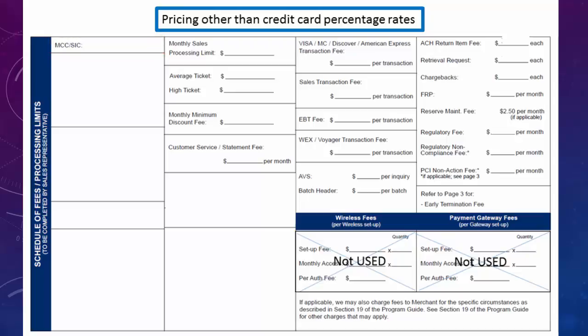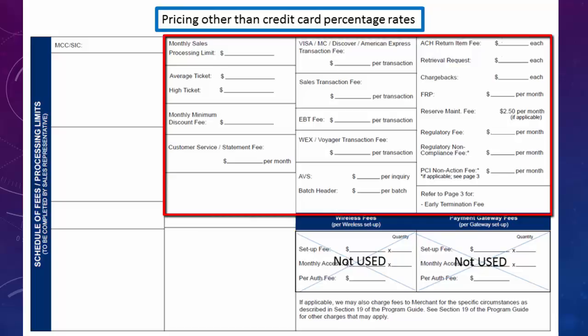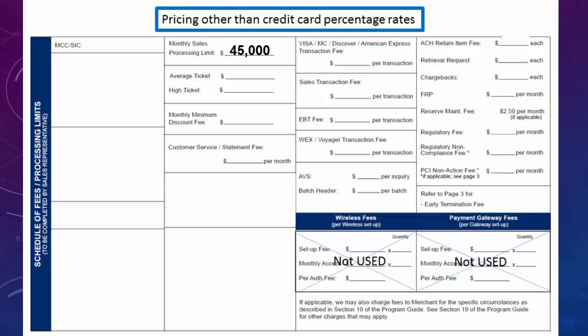If you look at the next section, I've identified here the other pricing areas we're going to cover. Let's begin with monthly sales processing limit. This is the total amount that the merchant is expected to process in credit card processing. You want this to be high enough that they don't exceed it, but not so high that it would make it harder to get approved by underwriting.